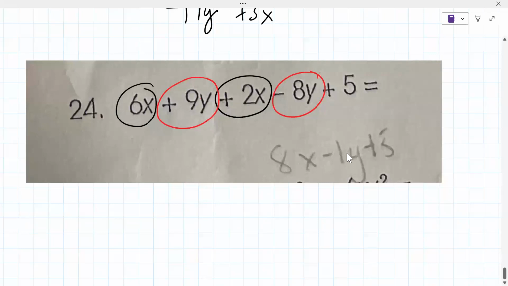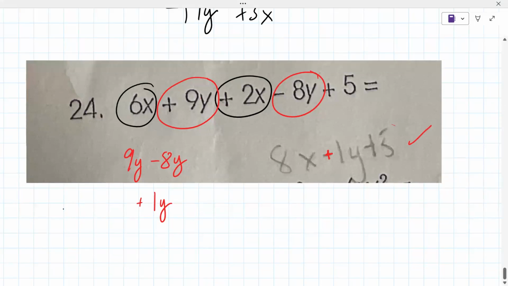Yes. Okay, tell me about that. What do you have here in red? Positive 9y, and negative 8y. Okay, what does that become? That becomes a positive. Okay, positive what? What's the rest of it? Positive 1, with a y. Yeah, so that should change to a plus.